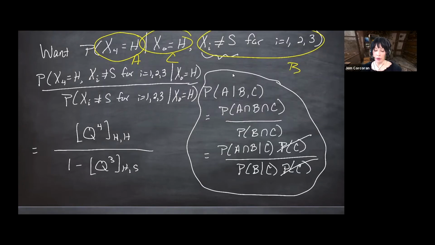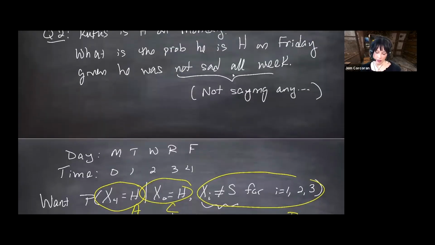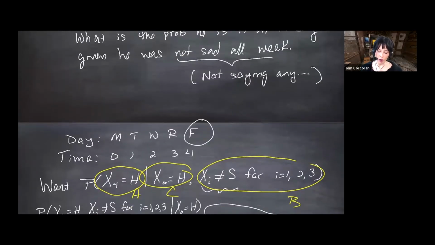Yes, you're absolutely right, but we didn't observe Thursday. So we want to know the probability we're happy here, given we were happy here. And we never got to observe this, like something went on in between.